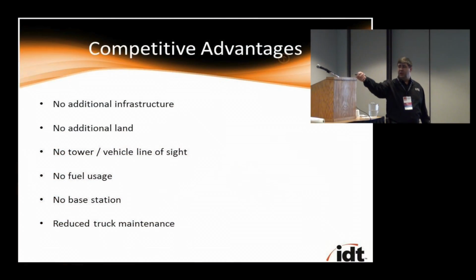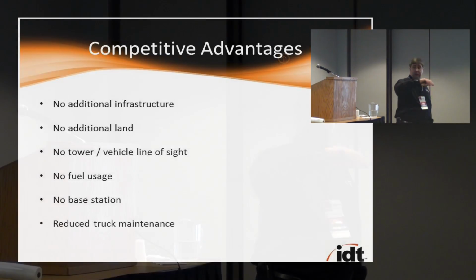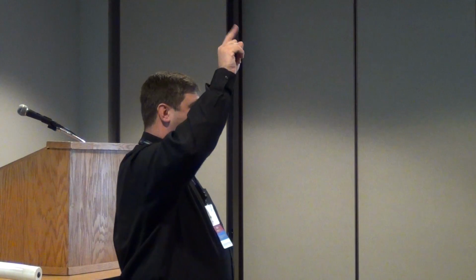All right. So you don't need any additional infrastructure, no additional land, no tower, vehicle, line of sight. One of the things you have to worry about with all the other systems, whether you're driving by for line of sight, or whether you have to have a tower erected, is you have distance to worry about and topography to worry about. Is that right? You don't need that for this. Okay? No fuel usage, no base station, reduced truck maintenance.